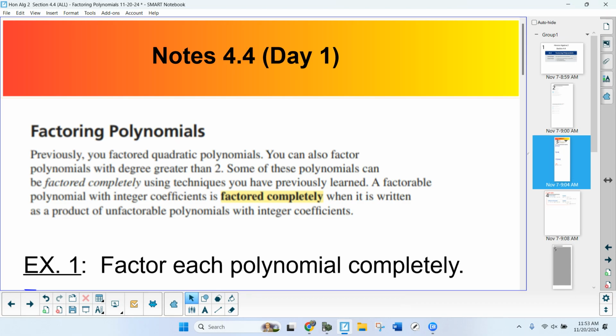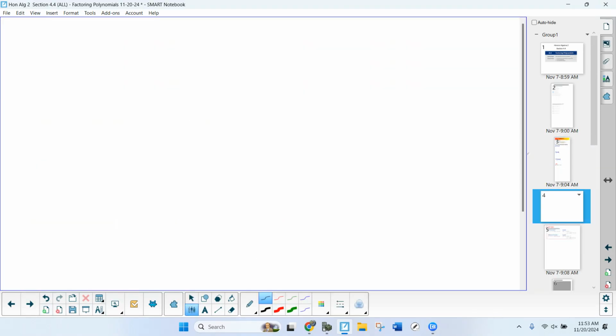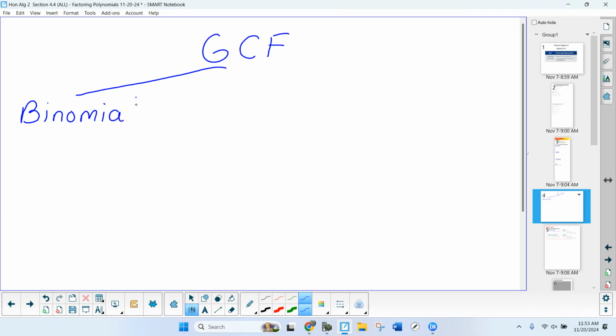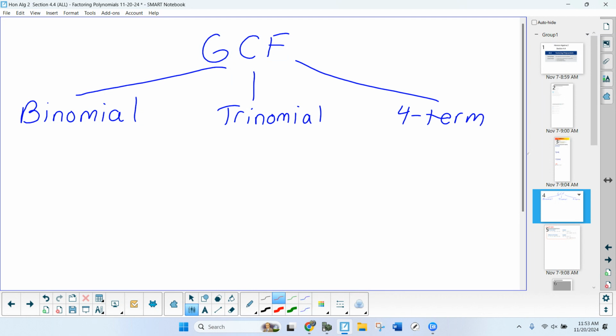GCF. After a GCF, you ask yourself, do I have a what? We always look for GCF first. Then you ask yourself, do I have a binomial, which is 2 terms, a trinomial, which is 3 terms, or do I have a 4-term polynomial? If you have a binomial, you ask yourself if you have a difference of squares. What's the difference of squares formula? If you have a squared minus b squared, it becomes what?